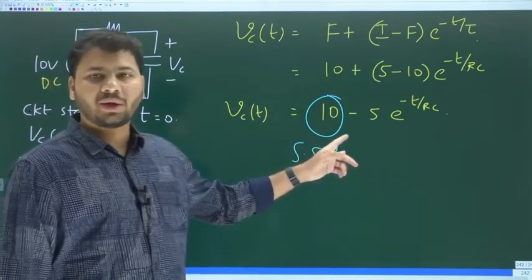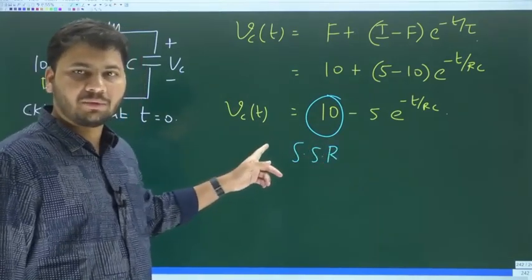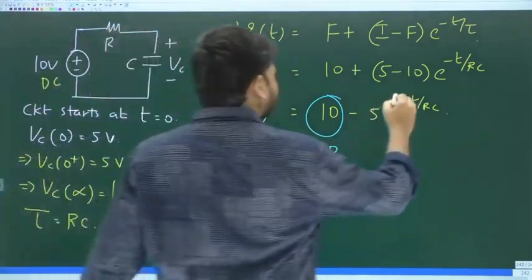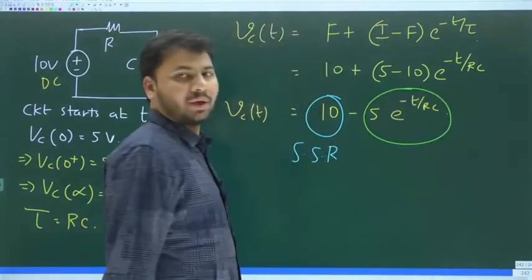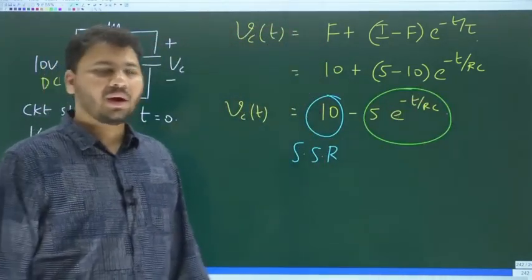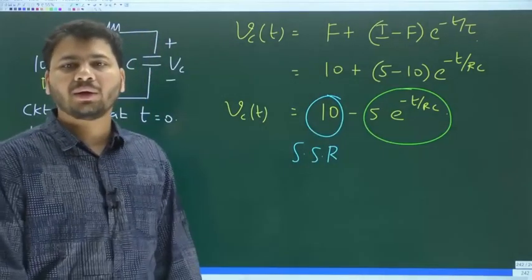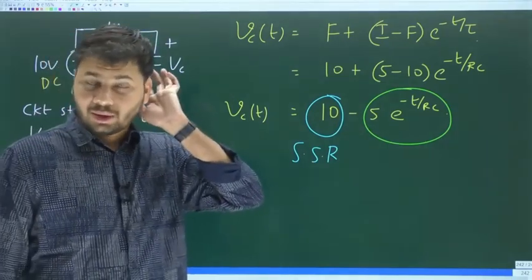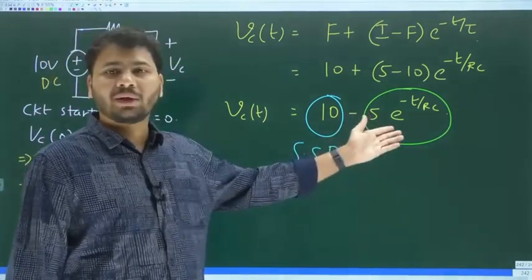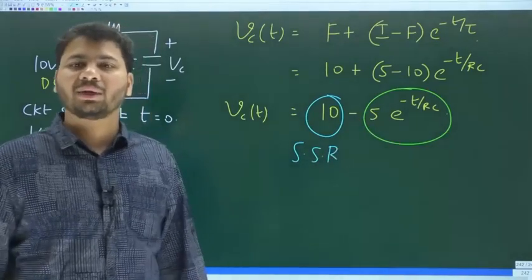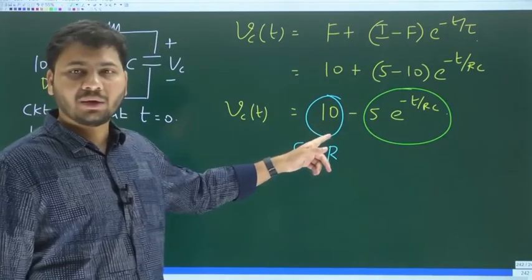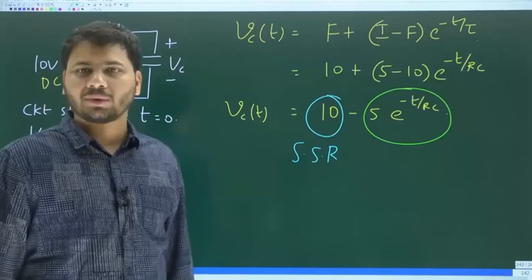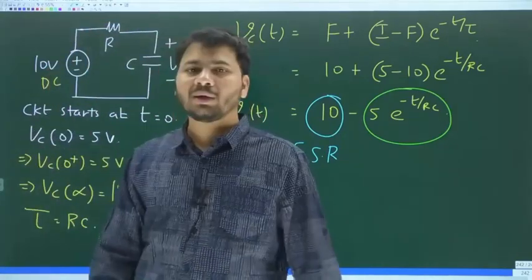Now apart from the 10 volts, in the VC of t expression, there is also one more part, which is this 5 e power minus t by RC, or you can say it is what? Minus 5 e power minus t by RC. If you look at this part of the response, does it not decay with time? Yes or no? Whereas this part remains constant. It should remain constant because it's steady state. All voltage and currents will become what? Constant, because the source is what? DC.